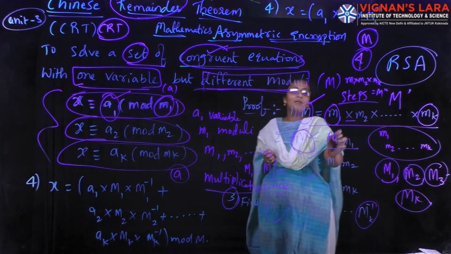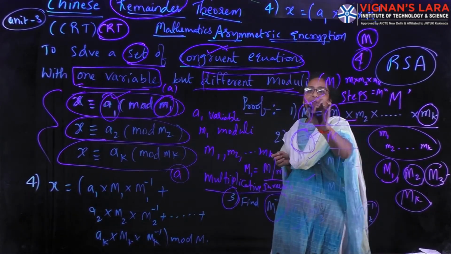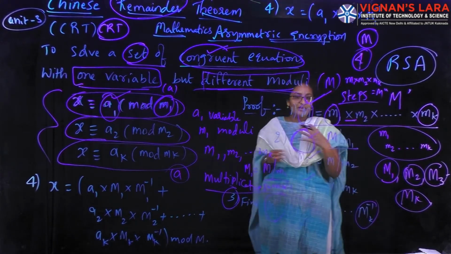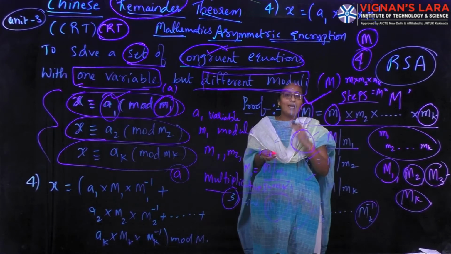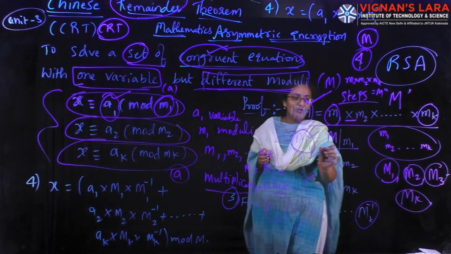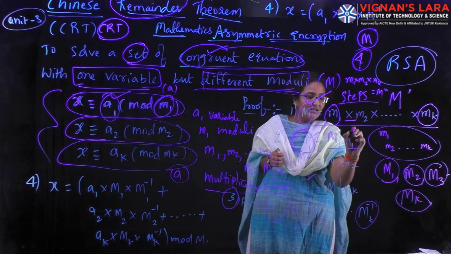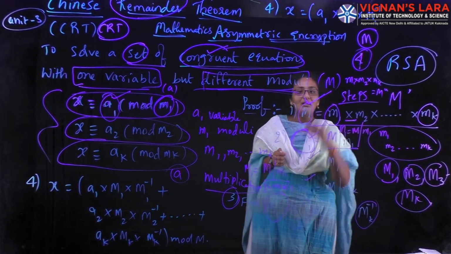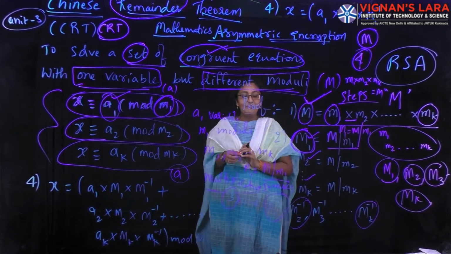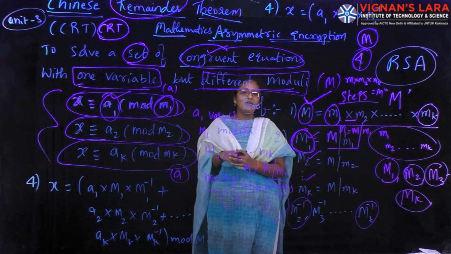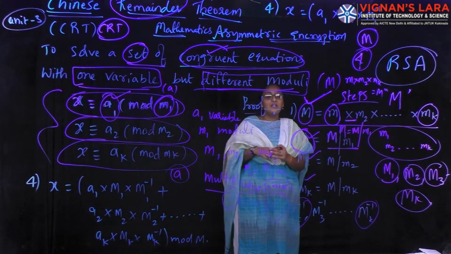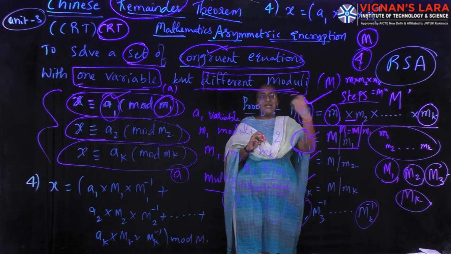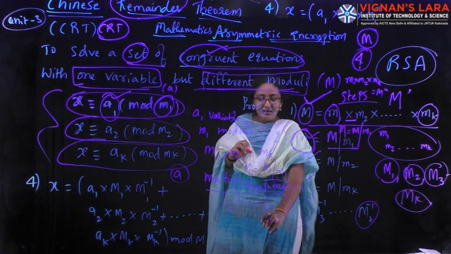First we perform multiplication between the moduli and generate a single modulus value, and for our convenience this can be divided into parts m1, m2 and so on up to mk. For that we perform the division operation, capital M divided by small m1, which is nothing but capital M1, and so on till mk. In the third step we are finding multiplicative inverses. For what do you need to find the multiplicative inverse? The moduli which you obtained in the second step. For those you need to find multiplicative inverses.